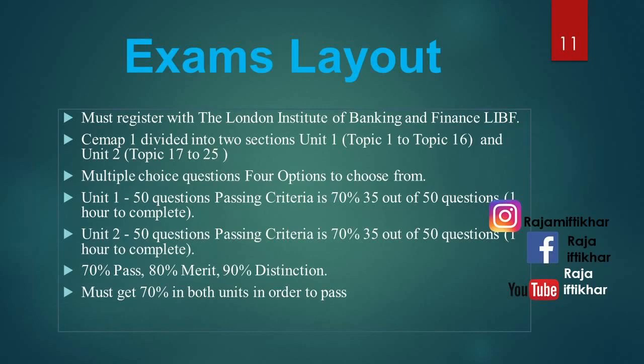But just to let you know, there's a trick. You must get 70% in both units in order to pass your exam. For example, in Unit 1 you got 75%, but in Unit 2 you got 65%. You will have to do Unit 2 again, and that will set you back £150 or something like that. So you must get 70% in each of Unit 1 and Unit 2 in order to pass your CeMAP 1. If you passed Unit 1 and failed Unit 2, you'll have to retake Unit 2 only.